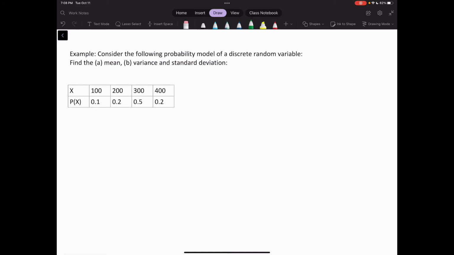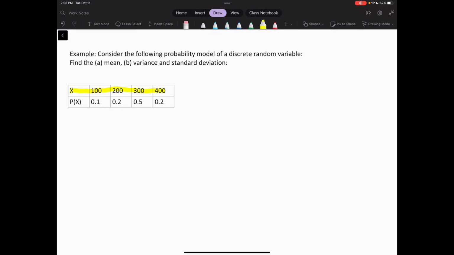Consider the following probability model of a discrete random variable. They want us to find the mean, and they want us to find the variance and the standard deviation. So really quickly, I want to go over how we read this table. In this particular table, across the first row, we have all the possible values for this random variable x. According to this experiment, x can either obtain the value of 100 or 200 or 300 or 400.